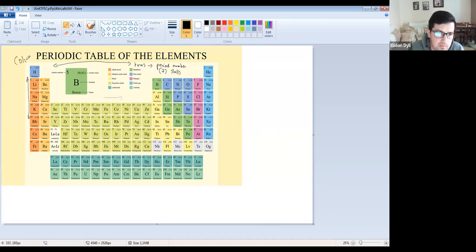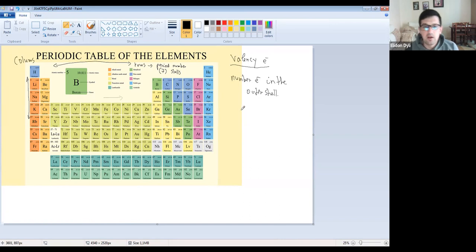And the columns represent the valence electrons. So the valence electrons are the number of electrons in the outer shell.